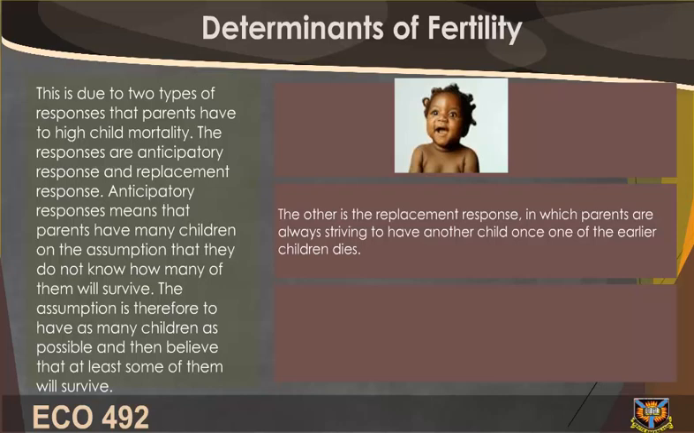Anticipatory response means that parents have many children on the assumption that they do not know how many of them will survive. The assumption is therefore to have as many children as possible and then believe that at least some of them will survive. The other is the replacement response, in which parents are always striving to have another child once one of the earlier children dies.